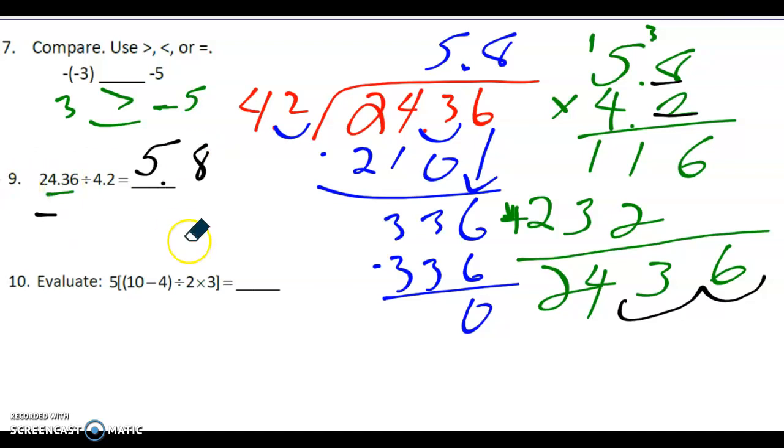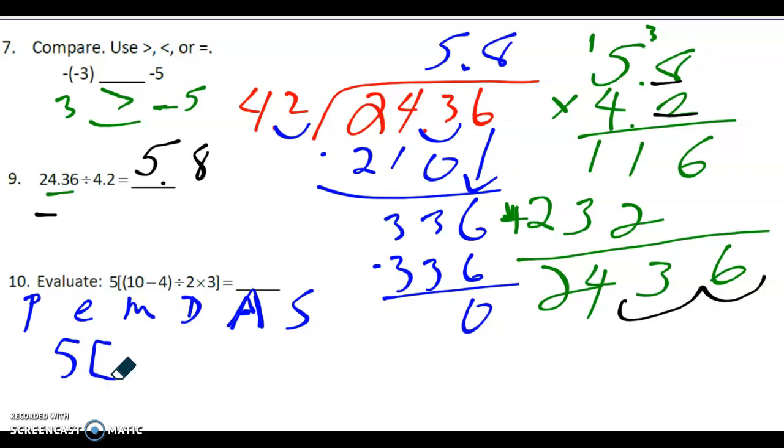And then the last problem, number 10. Remember, we have to use PEMDAS: parentheses, exponents, multiplication, division, addition, and subtraction. So the brackets act as parentheses. So the first thing I'm going to do is 10 minus 4, which is 6. And then I'm going to rewrite my problem. So now I'm still working inside of the brackets because the brackets are just like parentheses.